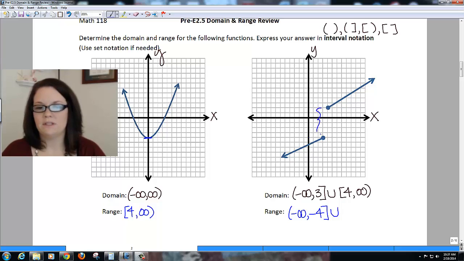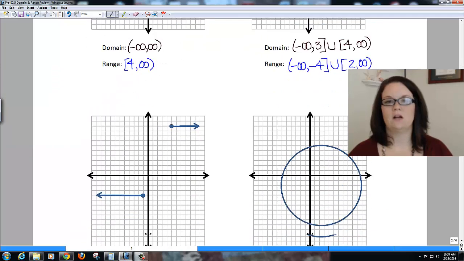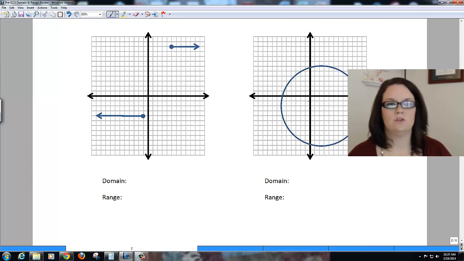And then I skip all the space where I don't have a y value, all this mess, and I figure out where my next y value starts, which is at this point, which has a y value of 2. Again, it's a filled in dot, so I'm going to use a bracket on my 2, and it's going to keep going up to positive infinity because that arrow keeps going up and up and up. Okay. All right, let's look at another 2, and then y'all can work on yours.